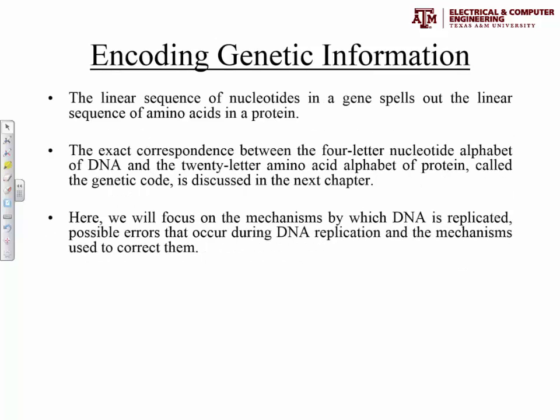The linear sequence of nucleotides in a gene spells out the linear sequence of amino acids in a protein. And the exact correspondence between the 4-letter nucleotide alphabet of DNA and the 20-letter amino acid alphabet of protein, which is called the genetic code, will be discussed in the next chapter. Here we are going to focus on the mechanisms by which DNA is replicated, possible errors that occur during DNA replication, and the mechanisms that are used to correct them. That will be the focus of the rest of the chapter, so I will start talking about it on Wednesday.